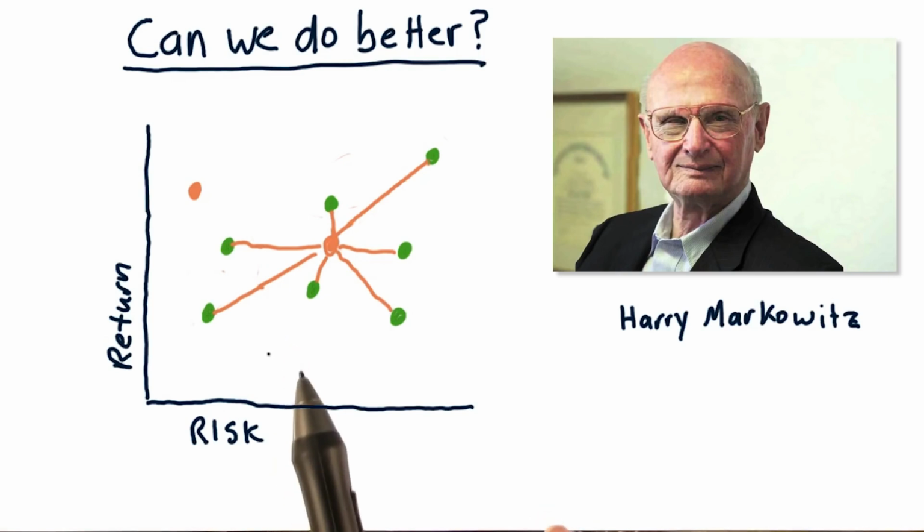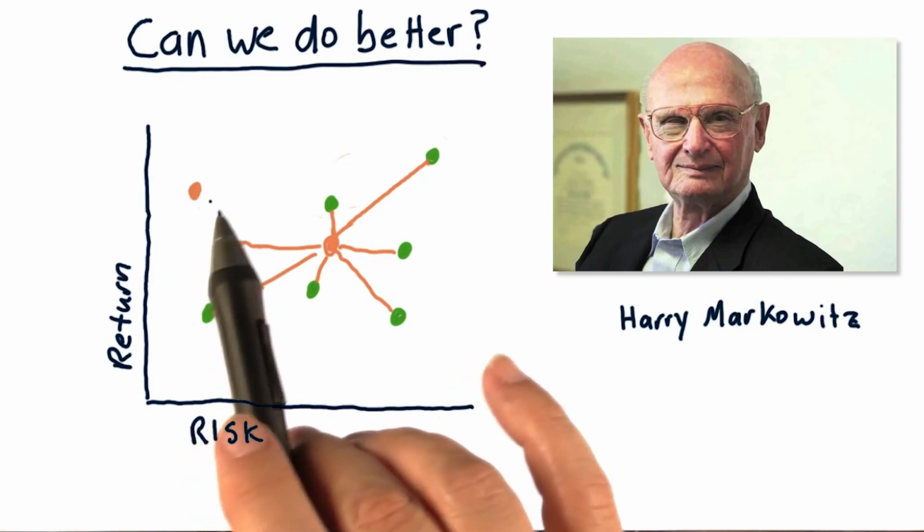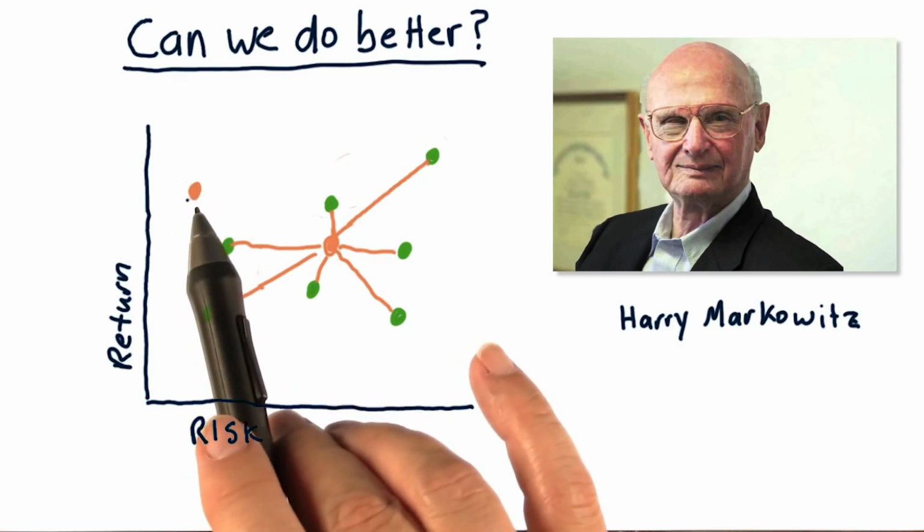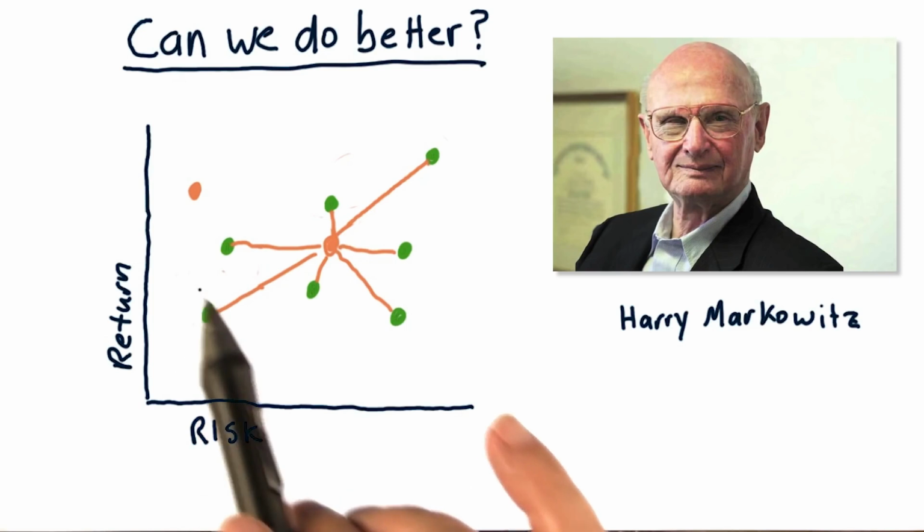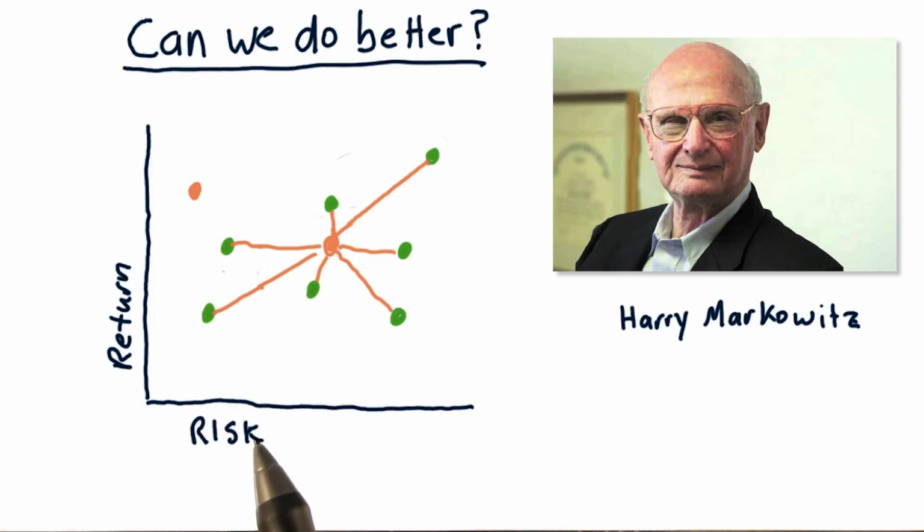So indeed, if we pick the right stocks in the right proportions, we can get a portfolio that performs over here that in fact can have lower risk than any of the individual assets. Now I'll show you how to do that in just a moment. Before I do that, I want to mention one other thing about Harry Markowitz.